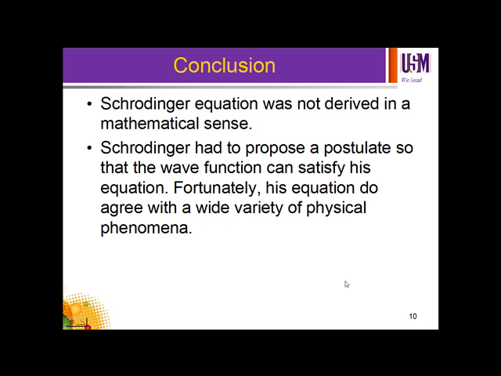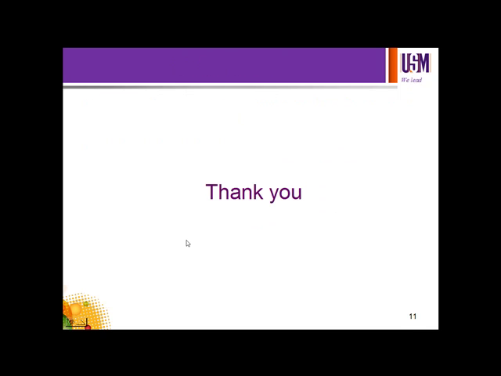In conclusion, the Schrodinger equation was not derived in a mathematical sense. Schrodinger had to propose a postulate so that the wave function psi can satisfy his equation. Fortunately, his equation does agree with a wide variety of physical phenomena. That's why we have to accept his equation and we have to study it. It becomes a basis for quantum mechanics.